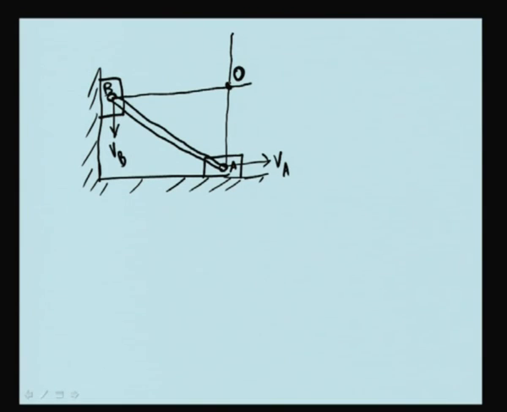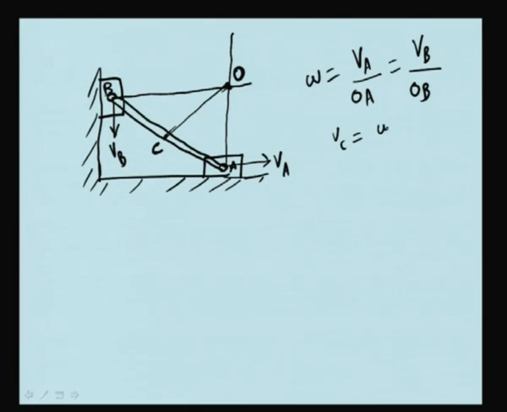Now, if you want to find out the angular velocity of the rod AB, it is simple. It is VA divided by OA. Omega is equal to VA divided by OA, or it is the same way that it is VB divided by OB. If you want to find out the velocity of any point C in between, this is nothing but omega cross OC. So, join O and C. So, velocity of C magnitude will be omega cross OC, and the velocity of C is perpendicular to the line OC. So, this way you could find out the instantaneous center.